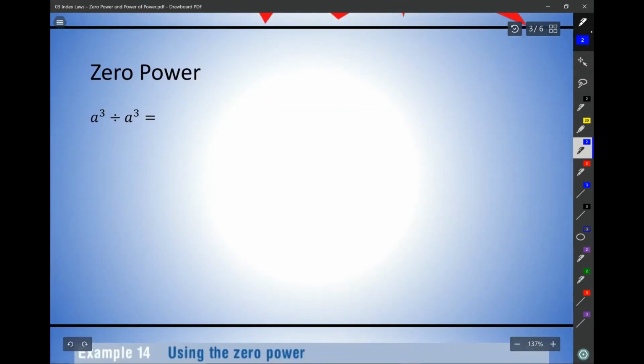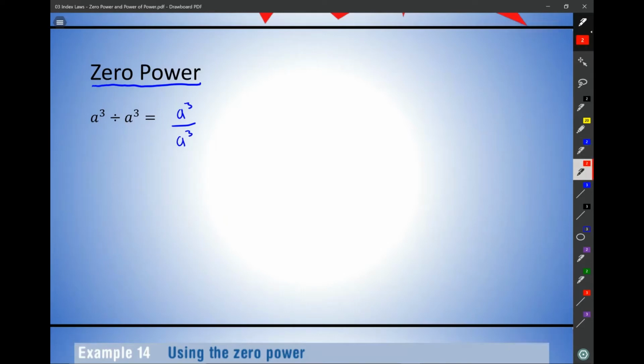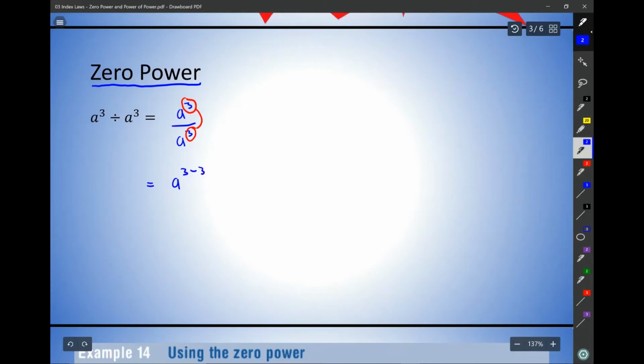Okay, let's look at something here that is going to be a little bit revision from yesterday. We're talking about the zero power, and I want to show you how that works. If we have a to the power of 3 divided by a to the power of 3, how do we deal with this? Well, we take this indice and we subtract this indice. So we can simplify this expression to a to the power of 3 minus 3, or a to the power of 0.